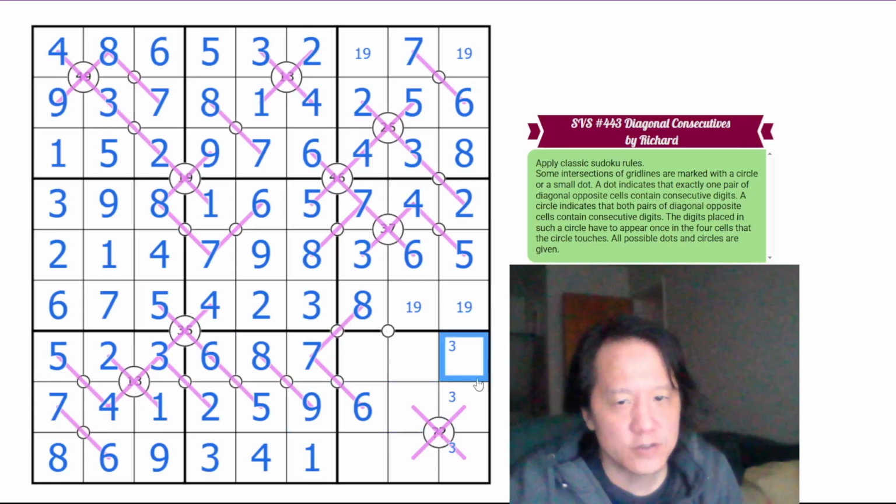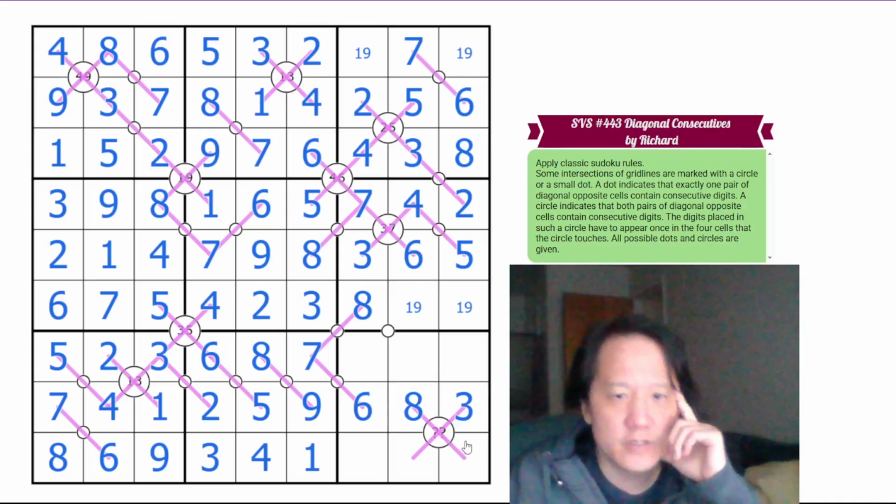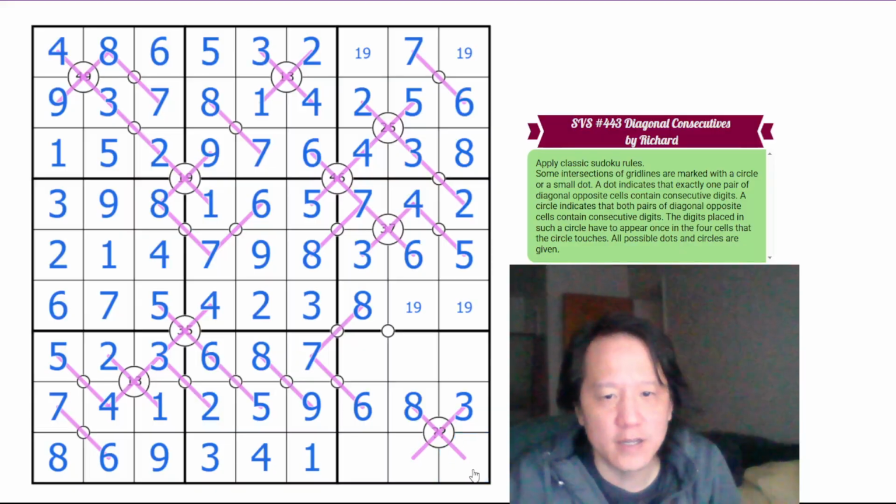Remaining digits, so 3 cannot be here, it cannot be here, whereas 3 in column 9, it must be here, which forces this to be 8. 8's only consecutive with 7 or 9, 9 cannot be here, so this must be 7. 3 is consecutive with 2 or 4, this can't be 4 because of 4 in the row, so this is 2.